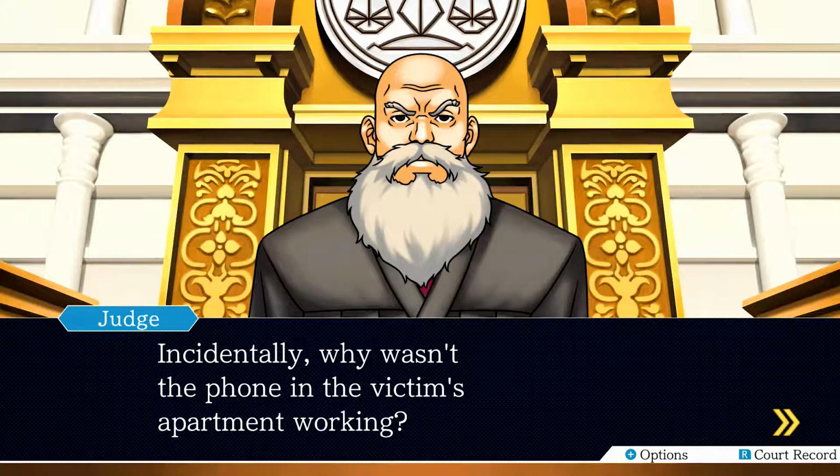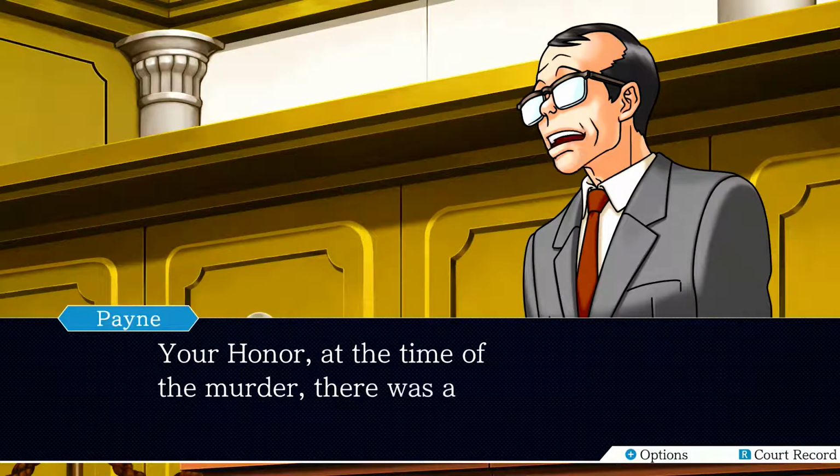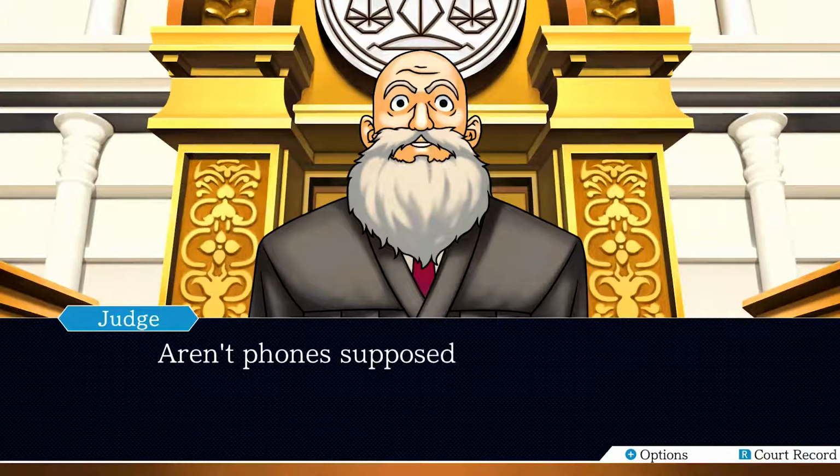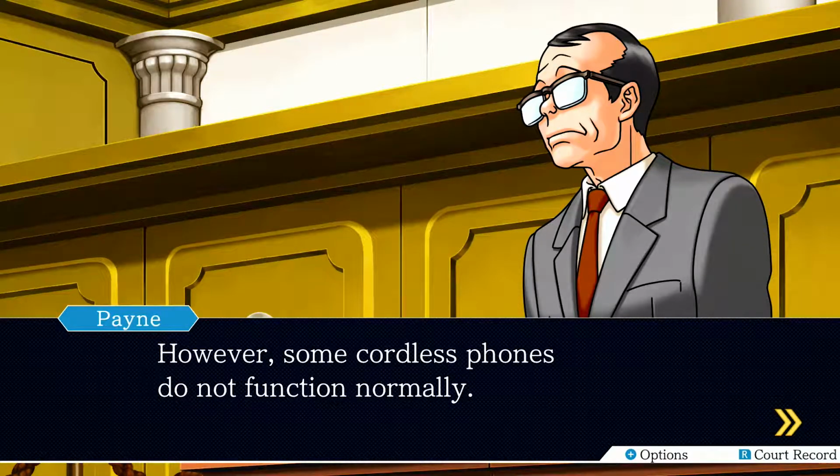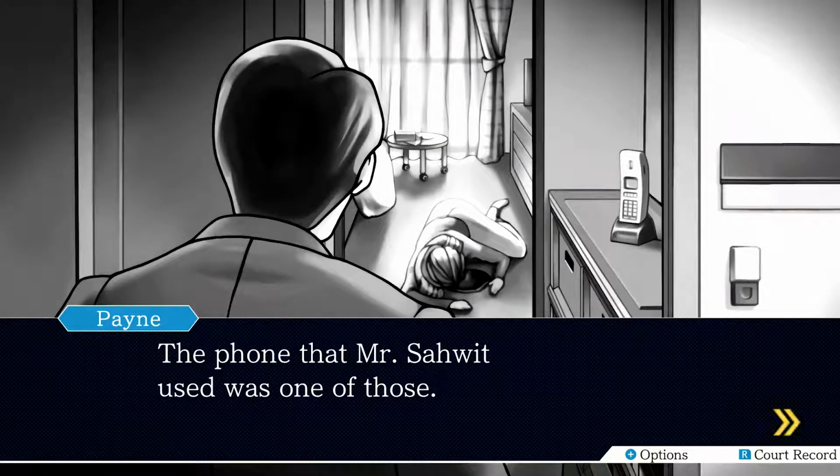Incidentally, why wasn't the phone in the victim's apartment working? Your Honor, at the time of the murder, there was a blackout in the building. Aren't phones supposed to work during a blackout? Yes, Your Honor. However, some cordless phones do not function normally. It's a cordless phone. The phone that Mr. Sewit used was one of those.